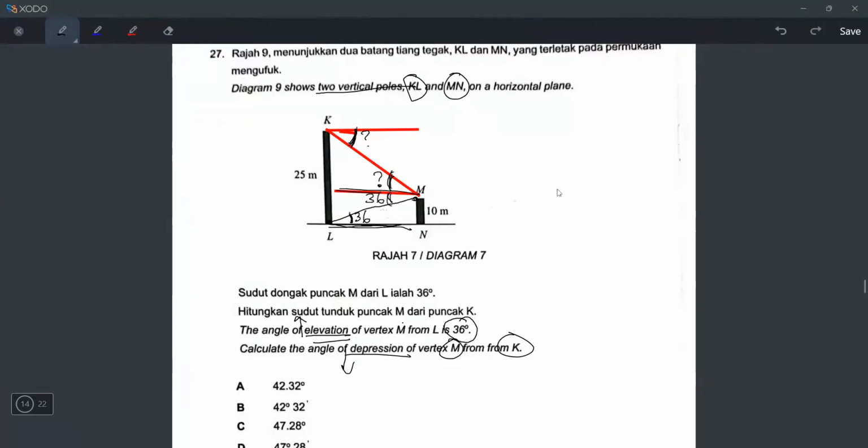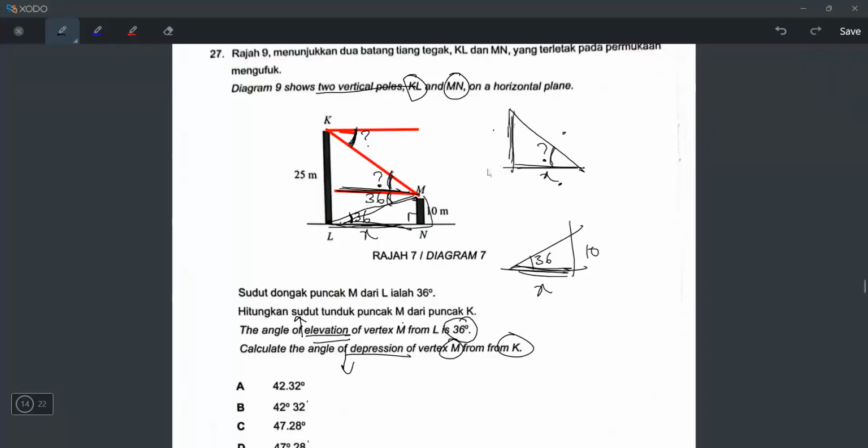So now we can actually draw out the right angle triangle. We want this angle, this is my final answer. This part I don't know, this part also I don't know, anything I don't know. But look at this triangle, this lower triangle. We have 36, we have 10 meters, and we can find this line. Because when we find this, then we will know here how much.